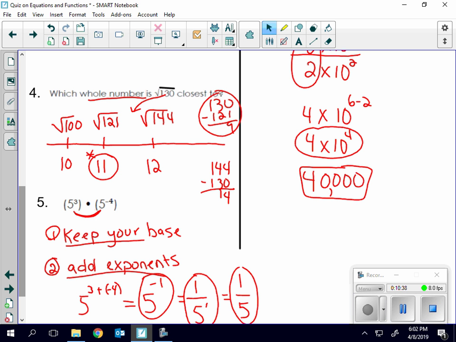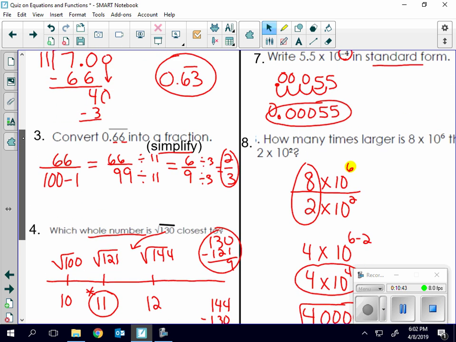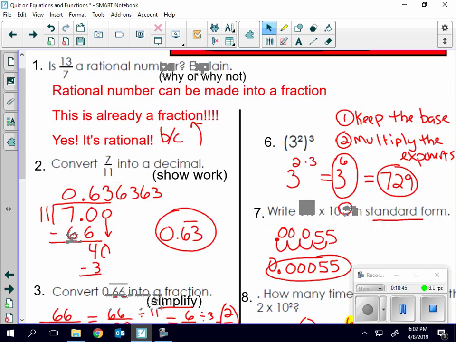Study these. Make sure you're ready for Thursday. The test is going to be very similar. And you can still use this. You can use your packet, anything you want. Be ready.